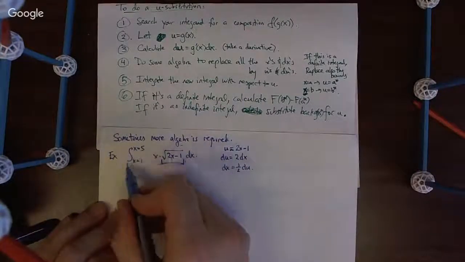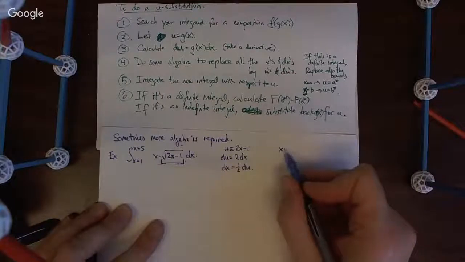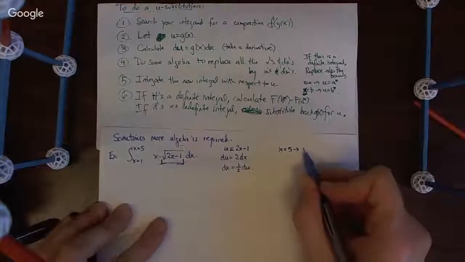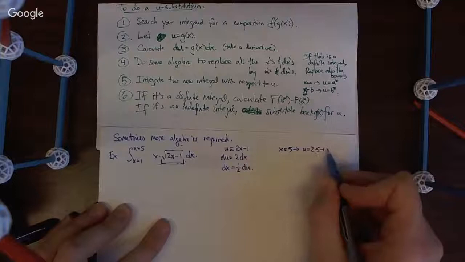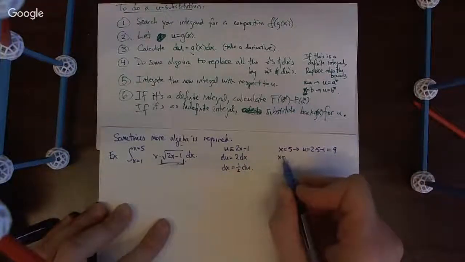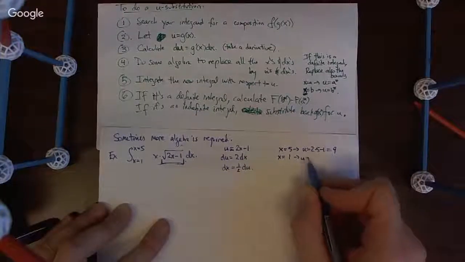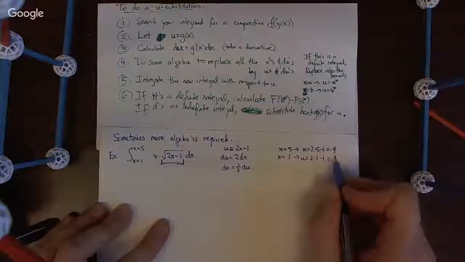We also are doing a definite integral, so we better change our bounds. So x equals 5 means that u is equal to 2 times 5 minus 1, which is 9. And when x is equal to 1, then u is equal to 2 times 1 minus 1, which is also 1.